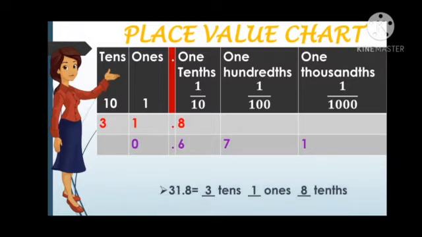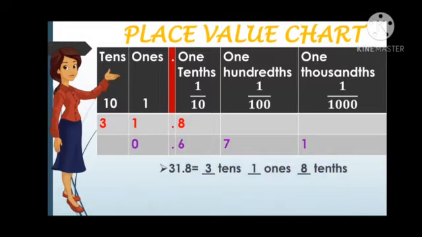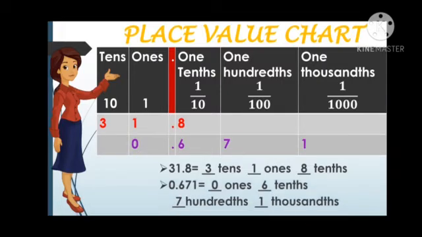So, let's take an example. 31.8. So here in the tens place we will write 3. In the ones place we will write 1. Then in 10th place we will write 8. Similarly we will do in 0.671. 0 in ones place, 6 in 10th place, 7 in 100th place and 1 in 1000th place.